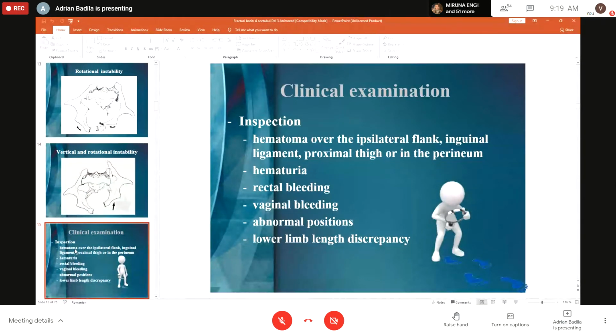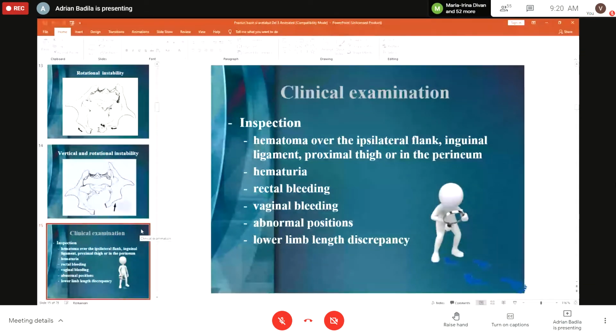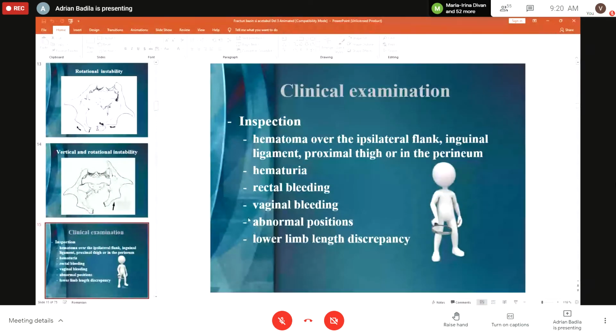At the clinical examination, at the inspection, we can see hematomas at the level of the ipsilateral flank, at the level of the inguinal region, in the proximal thigh, or in the perineum. The patient can present hematuria or rectal bleeding if we have lesions at the level of the urinary tract or at the level of the rectum. Vaginal bleeding if we have lesions at the level of the vagina. Abnormal positions of the lower limb and lower limb length discrepancy.